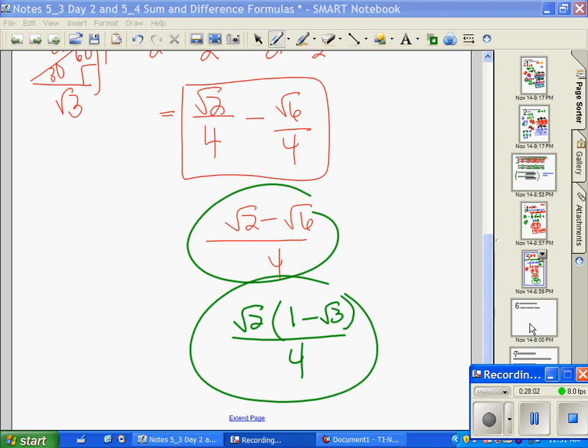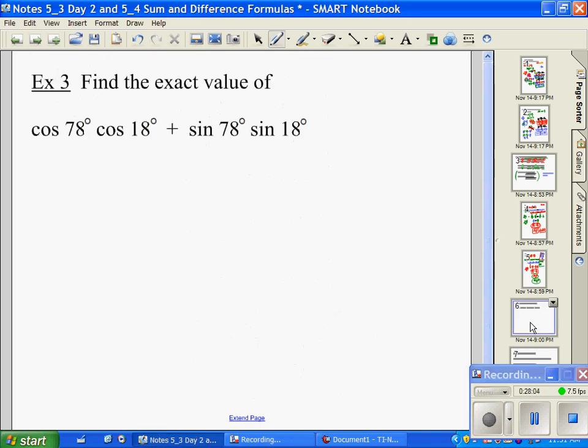All right, last example for the day. Find the exact value of the following. So this time, we need to look at this and recognize the sum and difference formula. So the question, as you're writing this down, cosine of 78, cosine of 18, plus sine of 78, sine of 18.